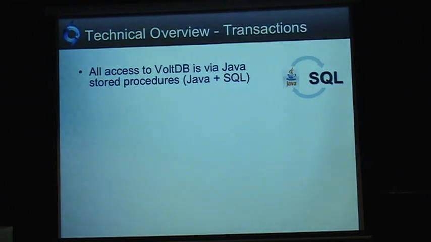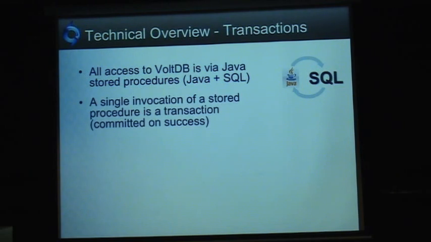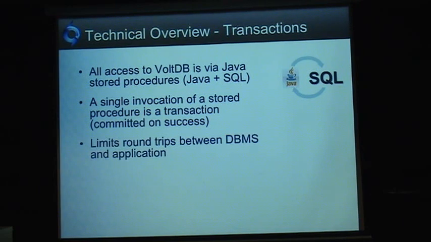I'll blow through this transaction slide because this is a lot of the details I'm going to get into in the what's it like to work with VoltDB. But just high level, access to VoltDB is via Java stored procedures. They're Java interspersed with standard SQL. When you invoke a stored procedure in Volt, that is a transaction in and of itself. It commits on success, it rolls back on failure. There is no client-side control of transactions with Volt. Certainly, this significantly limits the round trips between the database servers and your client applications.